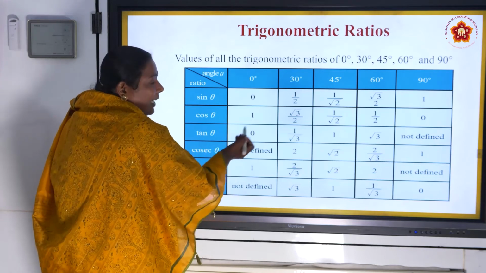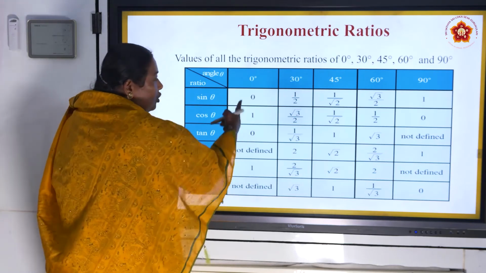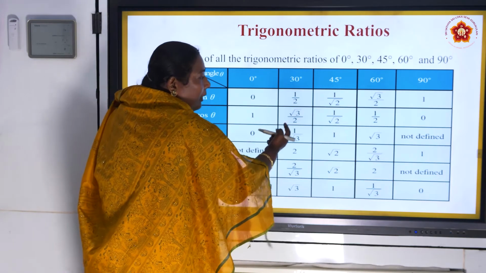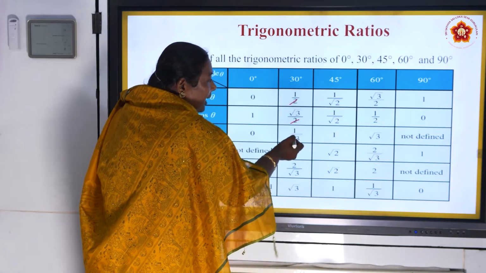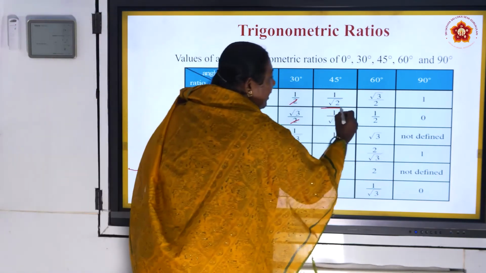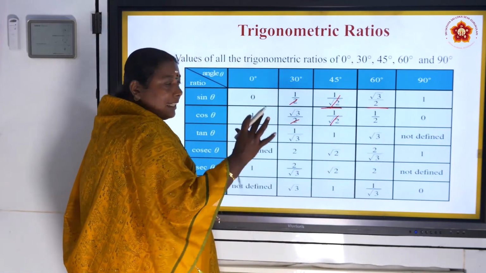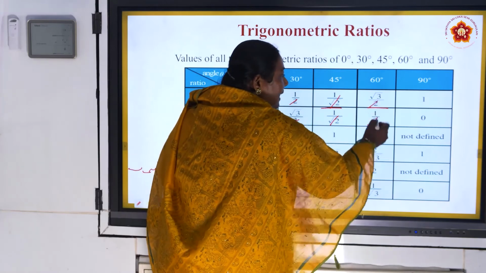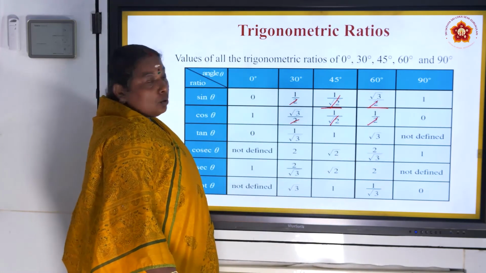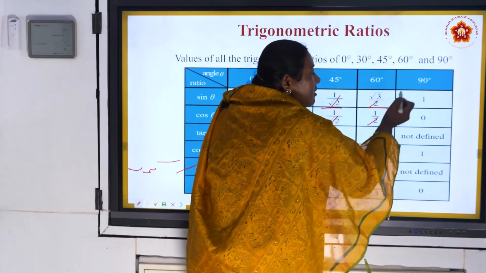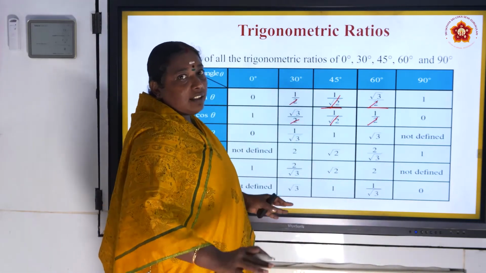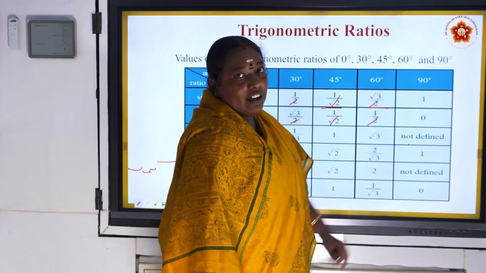Now next, tan. Tan is just the division of sine and cos. 0 by 1 is 0. 1 by 2 divided by root 3 by 2, the 2 cancels, I'll get 1 by root 3. Just divide it, you'll get the answer. Here, root 3 by 2 divided by root 2 by root 2, cancelled, you'll get 1. 2 gets cancelled. So the value is root 3. Now, 1 by 0. Anything divided by 0, we cannot find the value. That is why it is not defined.